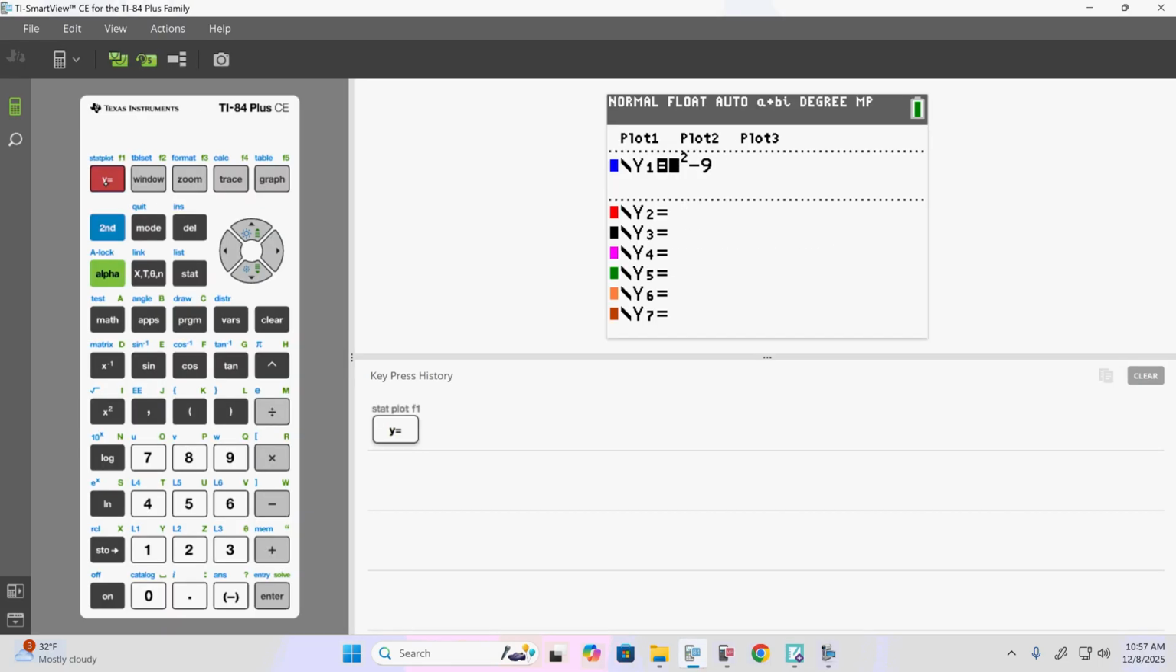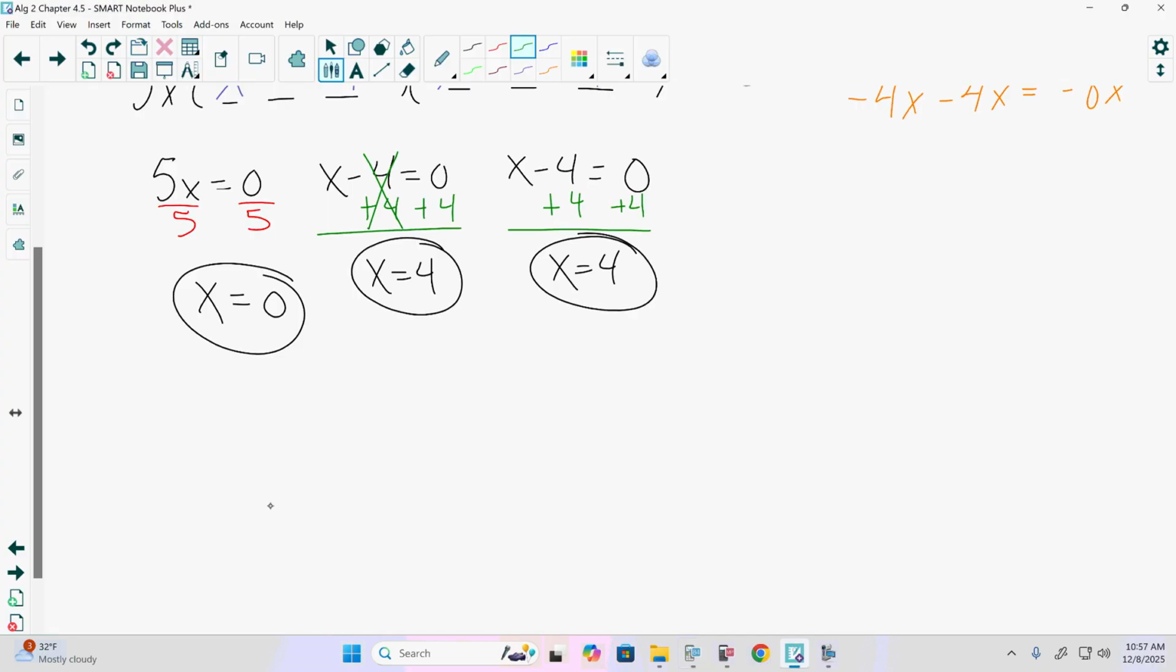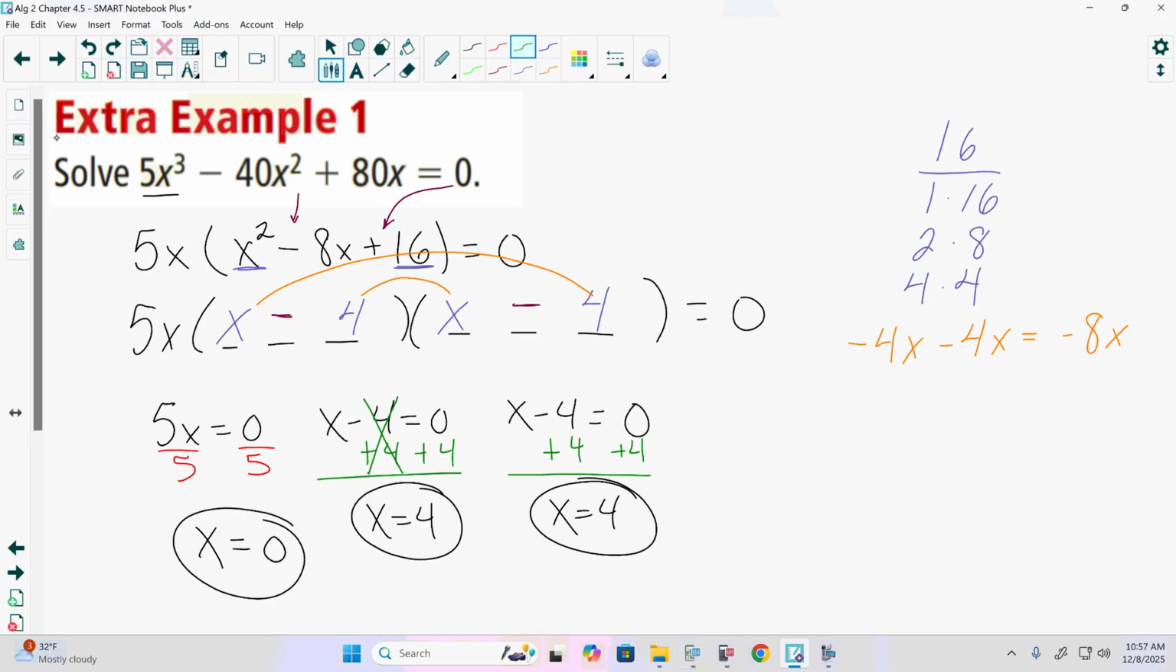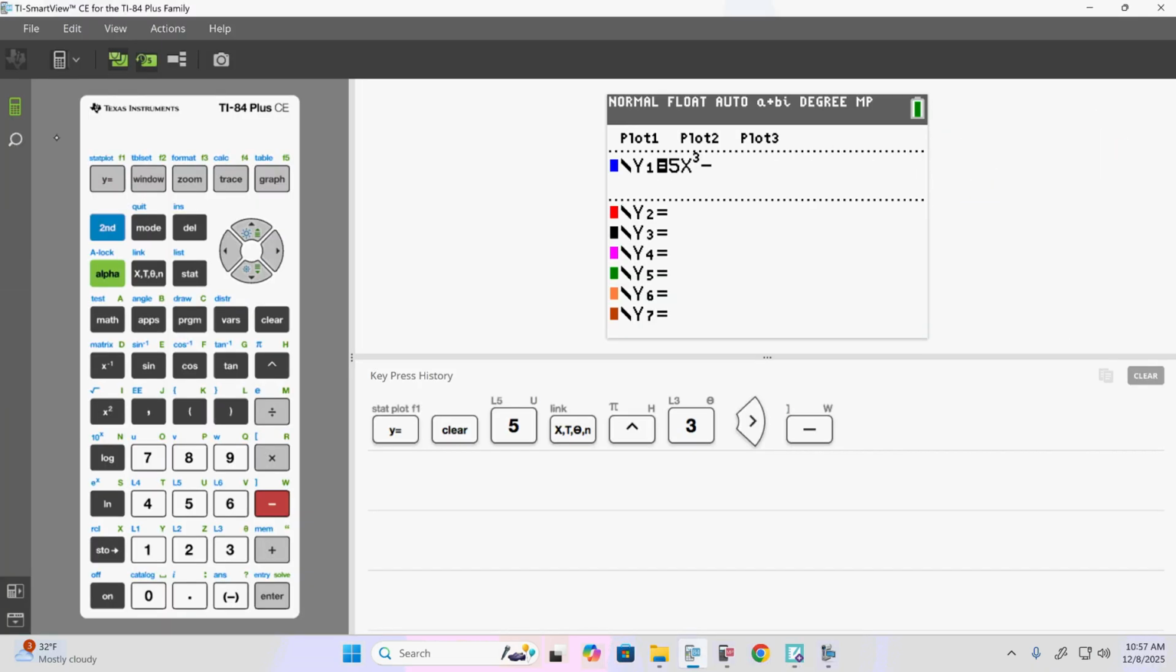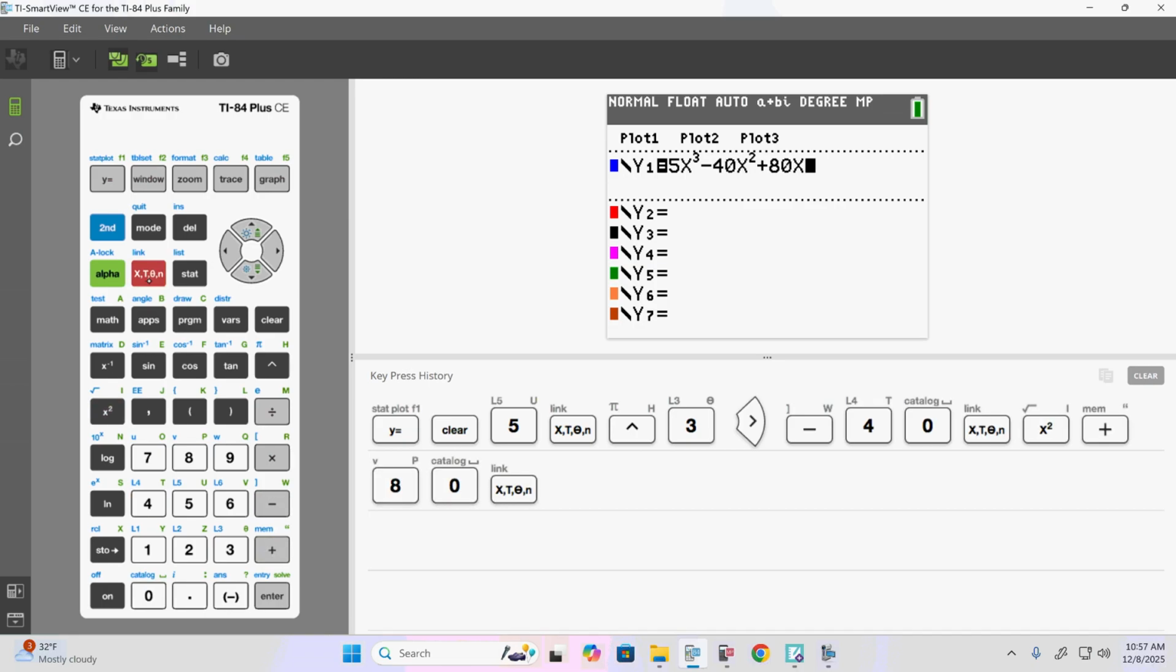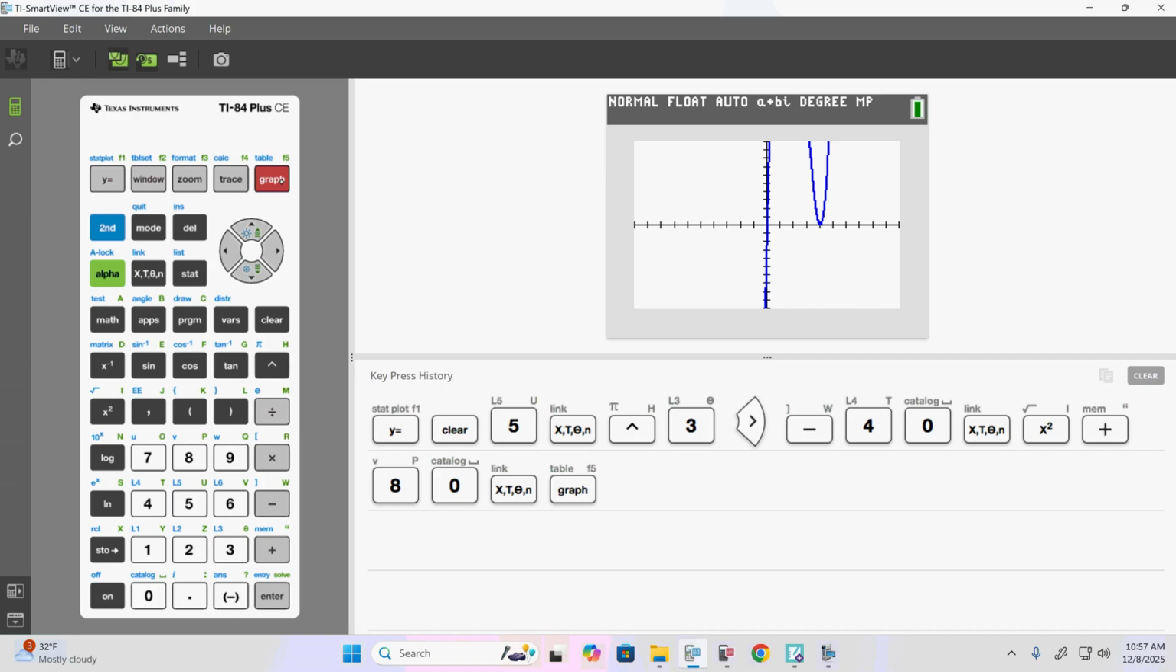So we could also have graphed this, because we have 5x cubed minus 40x squared plus 80x. And we graph this here. Because again, when we graph, we're looking for what values of x will make the function equal 0. And we see that we have 3 spots. We have one at the origin and one possibly at 4.